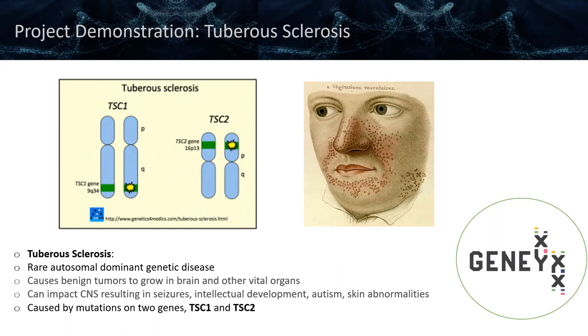It's also kind of a detrimental disease because it can impact the central nervous system, resulting in seizures, as well as intellectual development and autism. But for those of you that are familiar with this, it is a very straightforward case because it's generally only caused by mutations on two genes, which is the TSC1 and the TSC2. And so with that, I'm going to jump into the project demonstration.